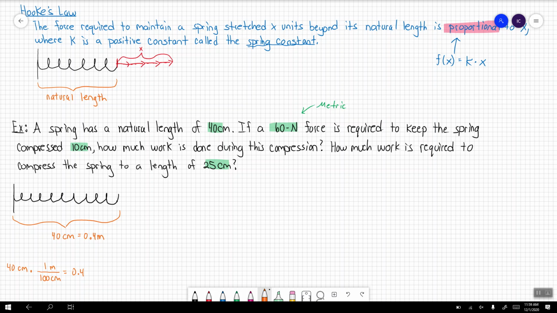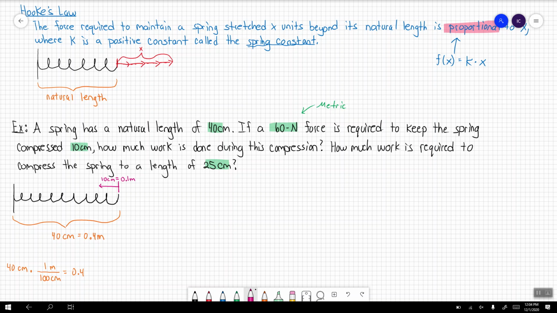And so what we're doing now is we're saying, well, a 60 Newton force is required to keep the spring compressed 10 centimeters. All right, so let's compress this now to 10 centimeters. All right, so we're going to compress this spring now 10 centimeters. And causing this spring compression for 10 centimeters, again, we're going to have to convert 10 centimeters into meters, which is dividing by 100, which will get us 0.01 meters.